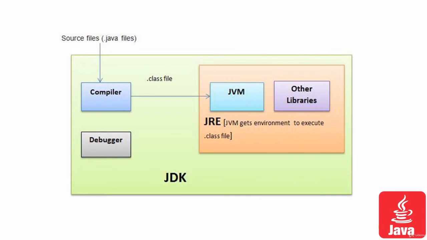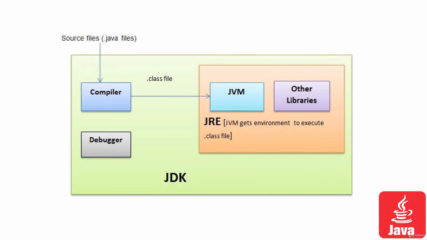First of all, we have a source file, the Java file, that is compiled by the Java compiler, javac, which is a component of JDK, the Java Development Kit. It generates a class file which is provided to the JVM, the Java Virtual Machine, which works with other libraries that are stored in the Java Runtime Environment.